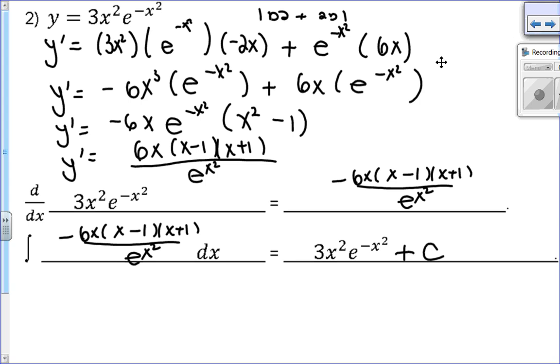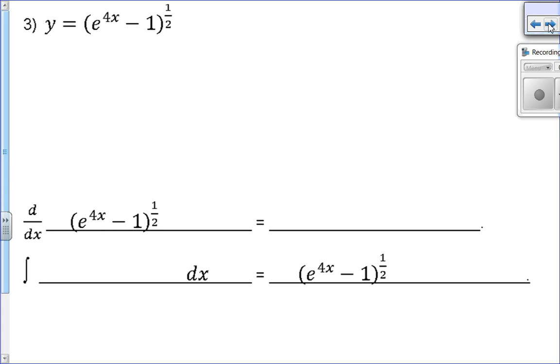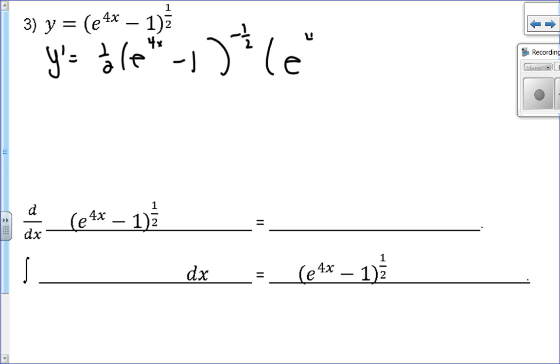Okay, next example, number 3. I have e to the 4x minus 1, all to the 1/2, like a square root. To do that, I'm going to use the power rule. So I'll bring the half down. That's minus 1 on the outside, like that. Decrease my power by 1, and then multiply by the derivative of the inside.